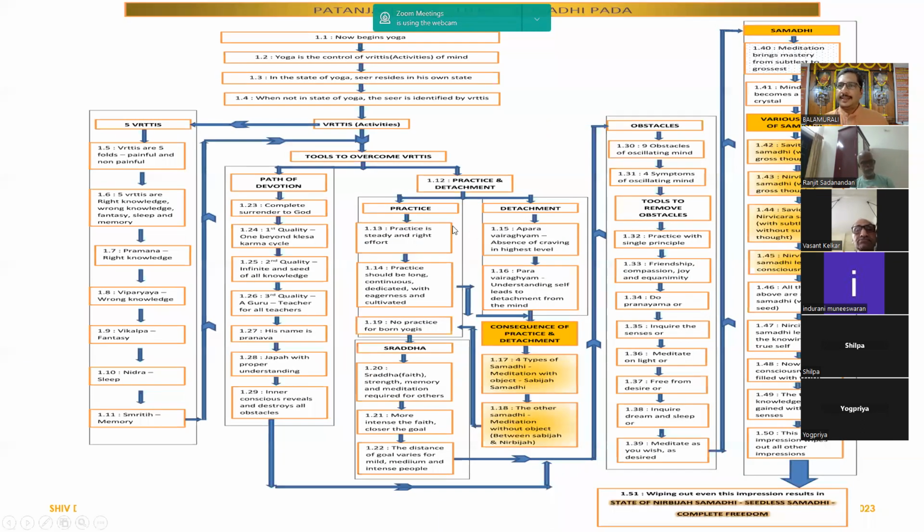So yesterday we have seen the detachment. It's here. Am I audible? Screen is visible?